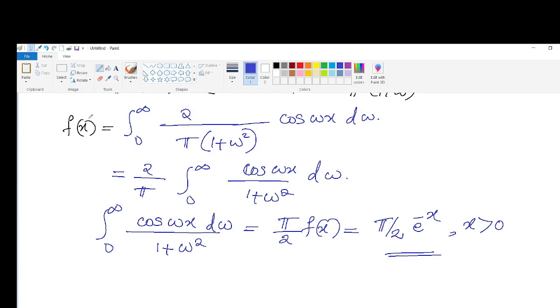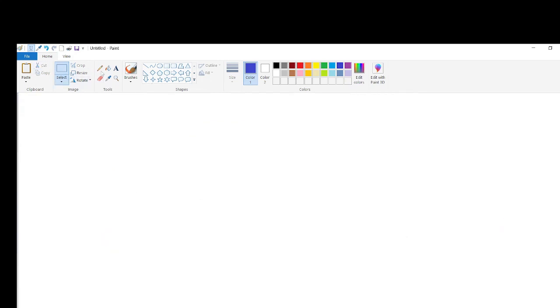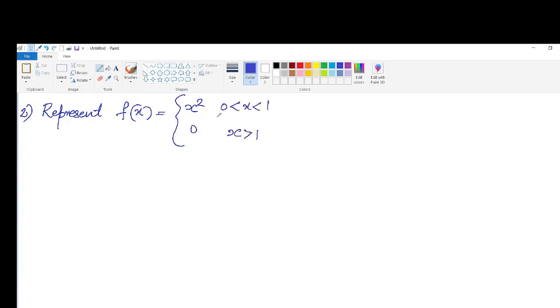Okay, now let us move to the next problem. Now the second question. Represent f of x equal to x square if 0 less than x less than 1, and 0 for x greater than 1. Represent f of x as a Fourier cosine integral.